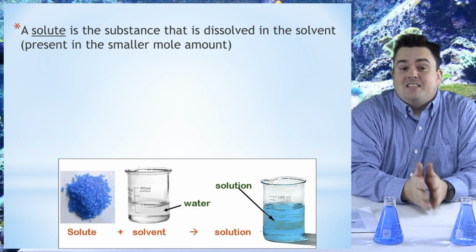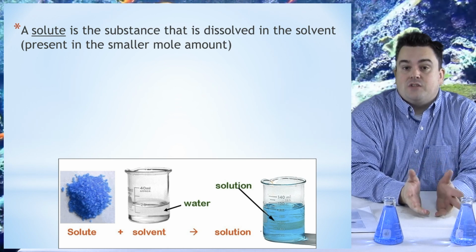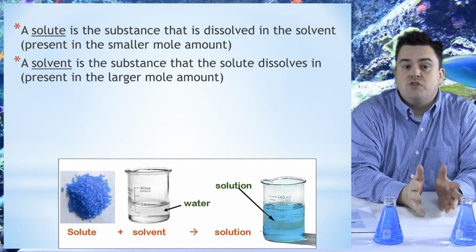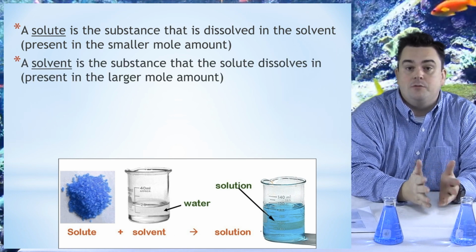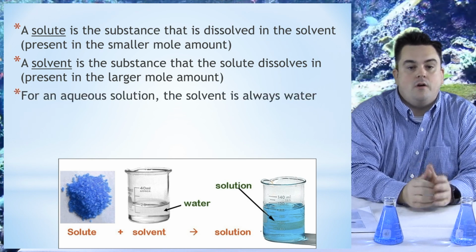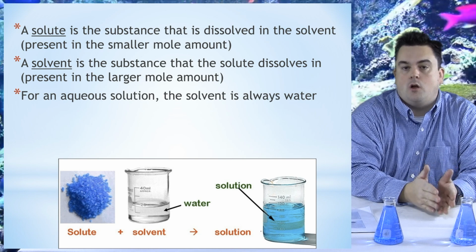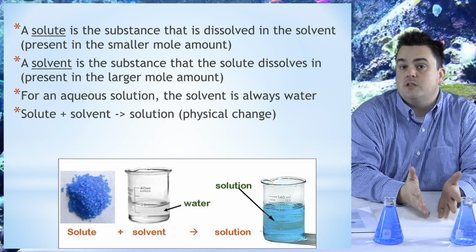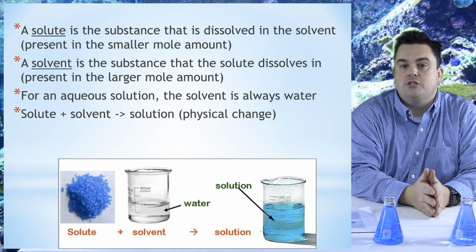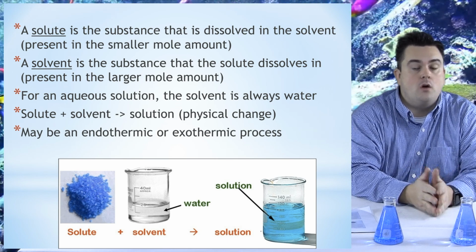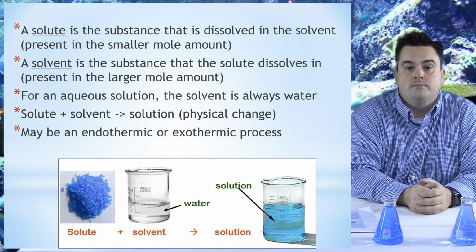A solute is the substance that is dissolved in the solvent. It's present in the smaller mole amount. A solvent is the substance that the solute dissolves in. It's present in the larger mole amount. For an aqueous solution, the solvent is always water. Solute plus solvent always yields a solution. This is a physical change because dissolving is just occurring. This may be an endothermic or exothermic process.